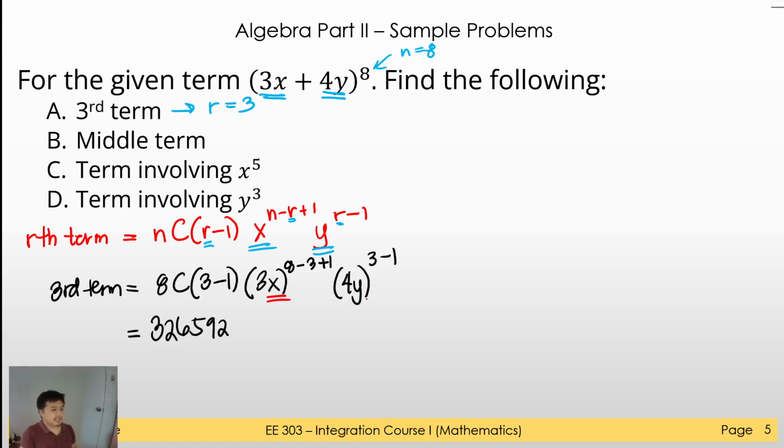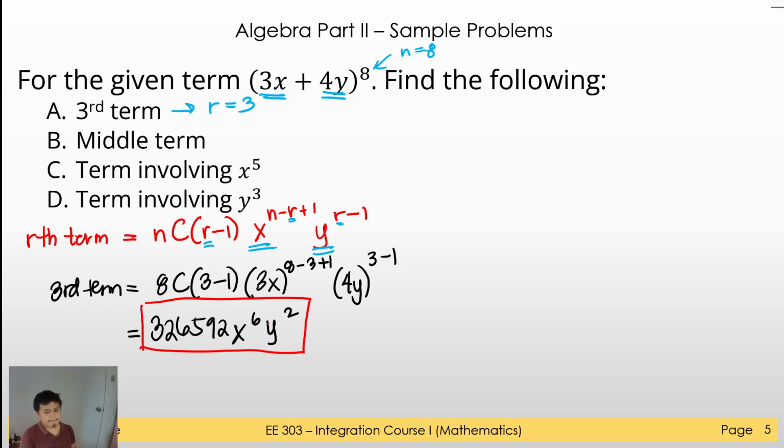But how do we solve for the x and y? If we solve for this, you can see that the x here should be raised to 5 minus 3 plus 1. So this will be 6, right? Okay, 6 indeed. So x raised to 6 and y raised to 2. So this will be your answer.